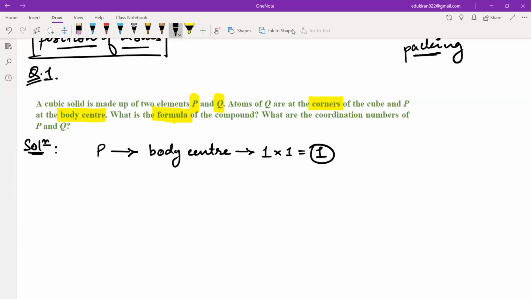So this will be equal to 1, and you circle this information. Okay. Next is the atom of Q. So where is Q present? At the corner.